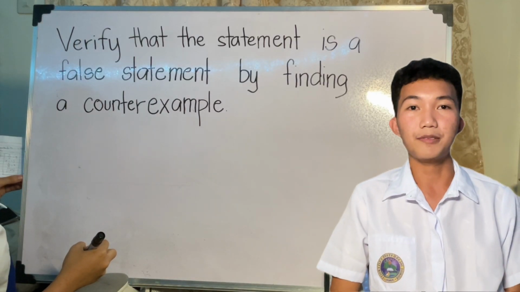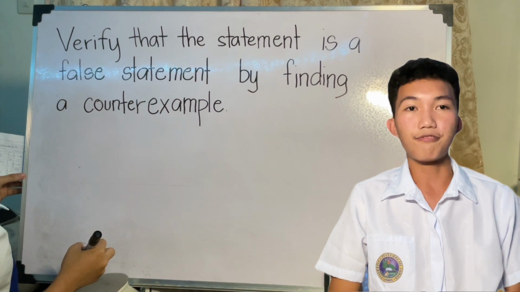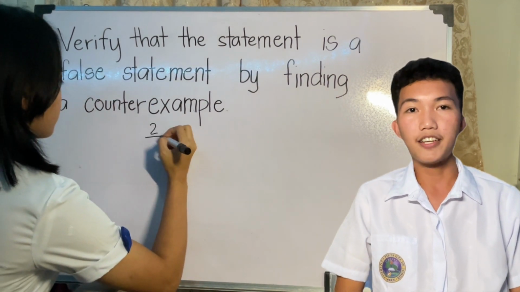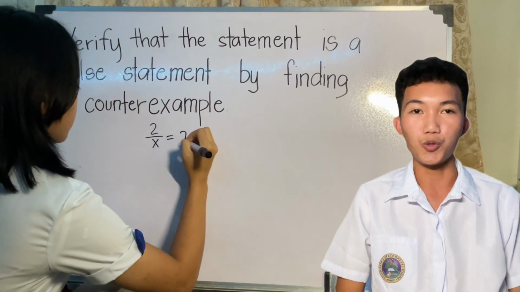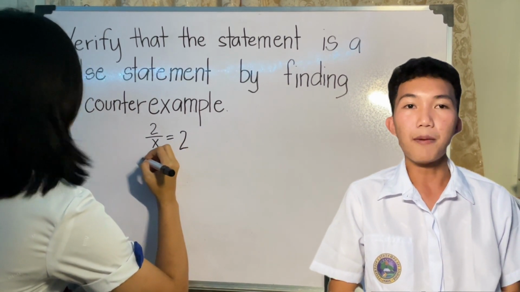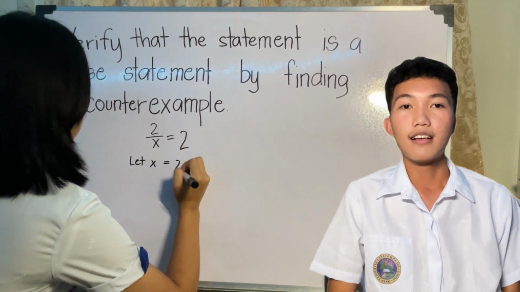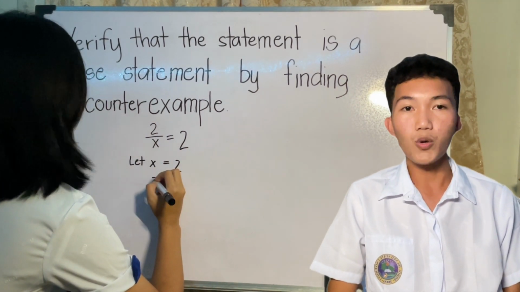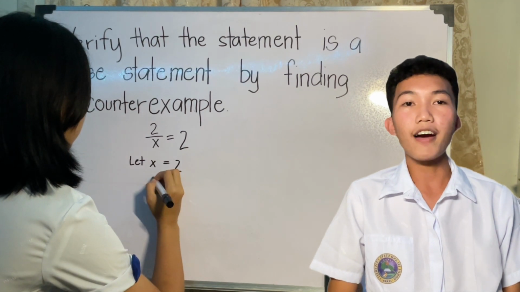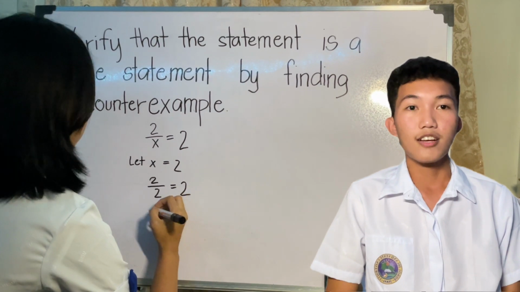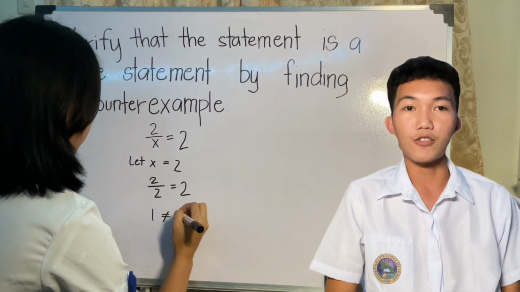Here's the first example. Verify that the statement is a false statement by finding a counterexample. We have here 2 over x is equal to 2. To find a counterexample, we need to find a number that would make the statement false. Now, let x be equal to 2. Simplifying 2 over x, the quotient is 1. Thus, 2 over x is not equal to 2.